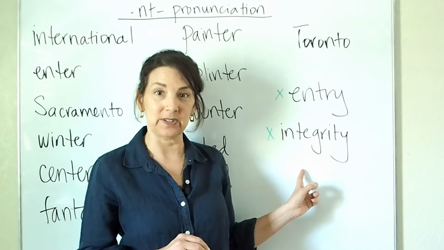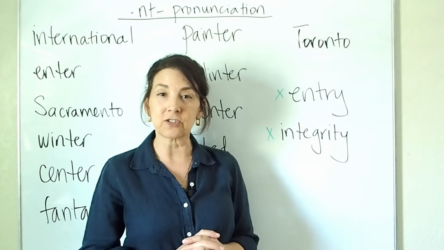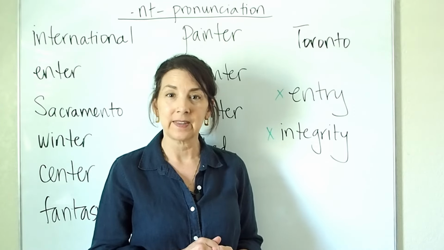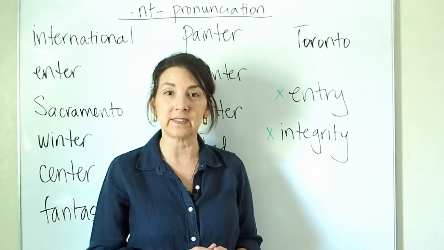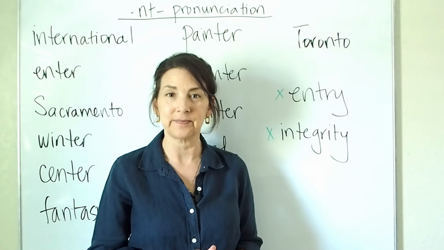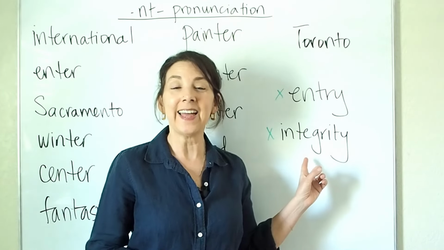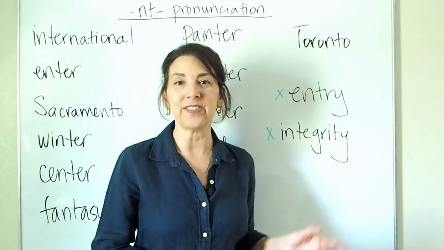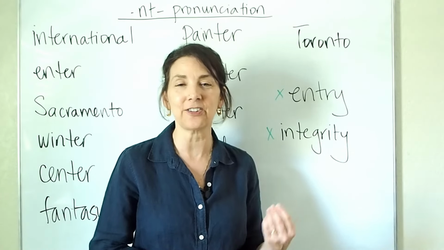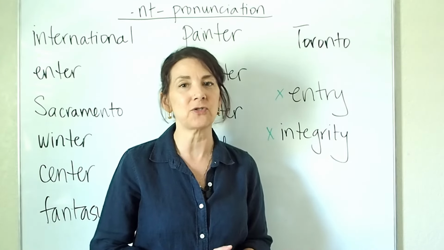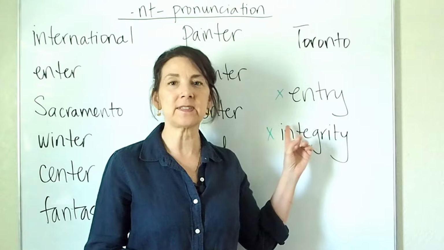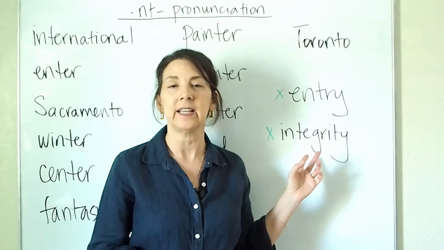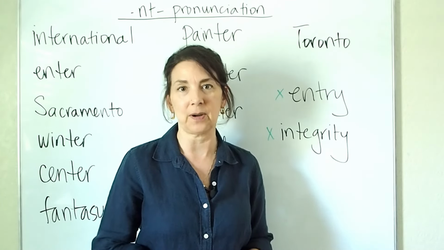Okay, let's look at the next word. Think about where the stress is. Integrity. So the stress is on the second syllable, integrity. Then look at the N and T. Where do those letters come? They come before the stressed syllable, integrity. For that reason, we cannot drop the T here, okay? If the stress were on the first syllable, then we could drop the T. But because the stress comes after the T, we cannot drop the T.